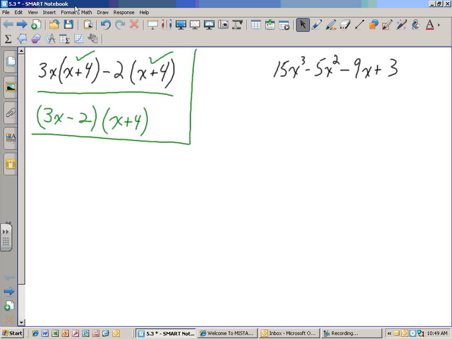Let's take another example, and let's take 15x cubed minus 5x squared plus 9x minus 3. We have 4 terms here. And this is something we didn't talk about yesterday. So what we're going to do here, if there are more than 3 terms, we look to factor by grouping.